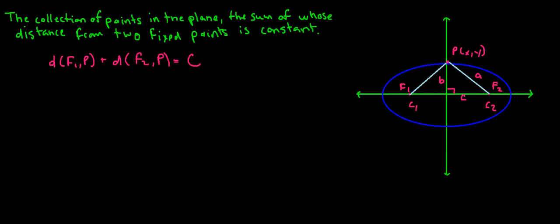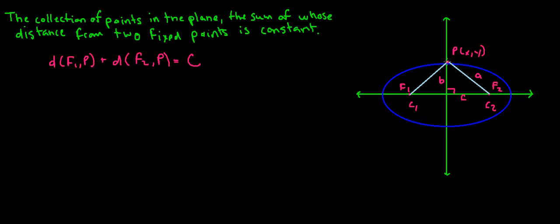An ellipse is the collection of points in the plane, the sum of whose distance from two fixed points is constant. So here I have drawn an ellipse. The two fixed points are called the foci. I have them labeled here as F1 and F2. And what this definition is saying is that at any point, the sum of the distances from F1 and F2 is the same anywhere along this ellipse.